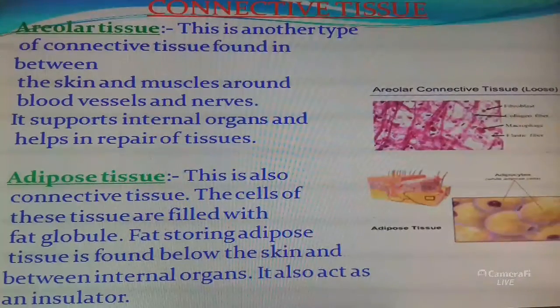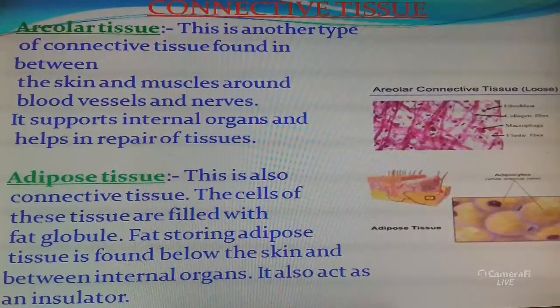Where is fat stored in our body? Fat is stored in adipose tissue. Fat storing adipose tissue is found below the skin and between internal organs.